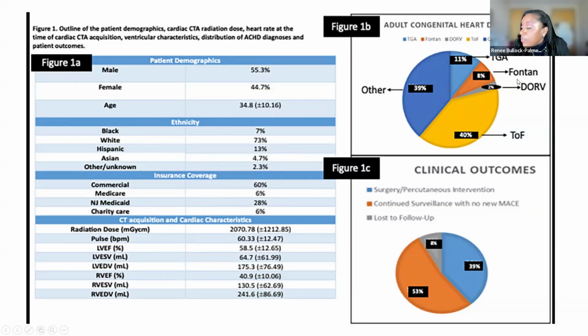And we can see a lot of these cases came to us primarily for tetralogy of Fallot 40%, Fontan about 8%, TGA, and other causes. And CT was very useful. We were able to send these patients for some form of intervention, be it surgery or percutaneous. Fewer were lost to follow-up, and others did fairly well with continuous surveillance with no major adverse events.